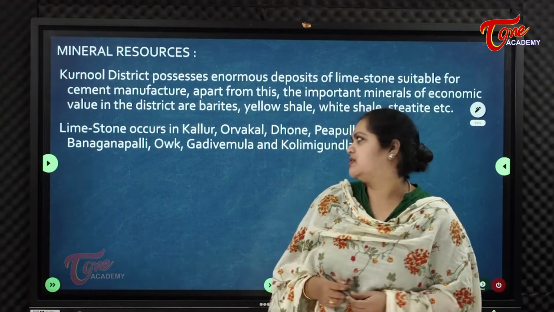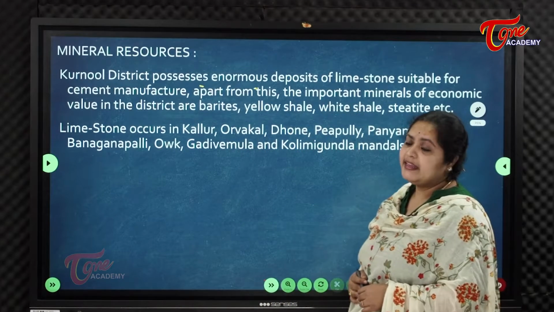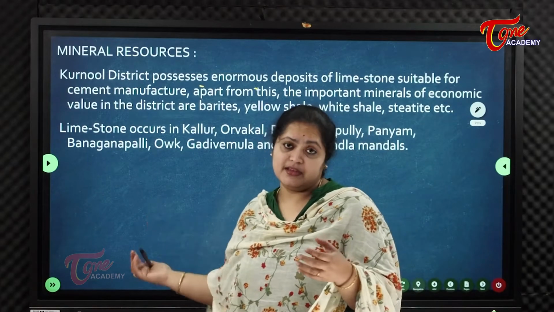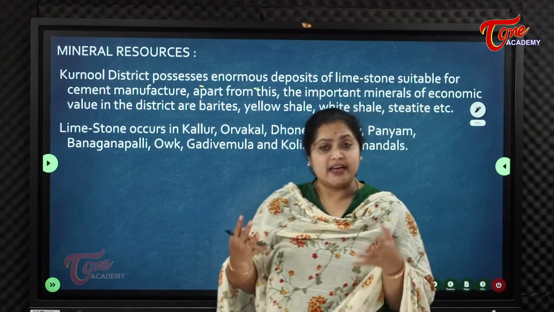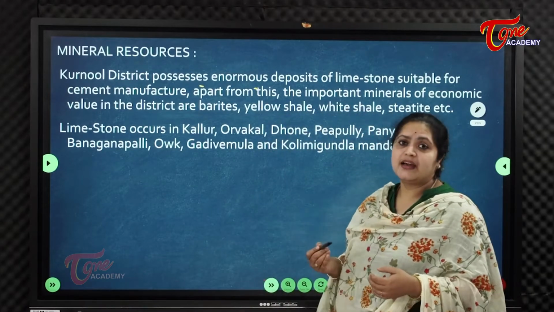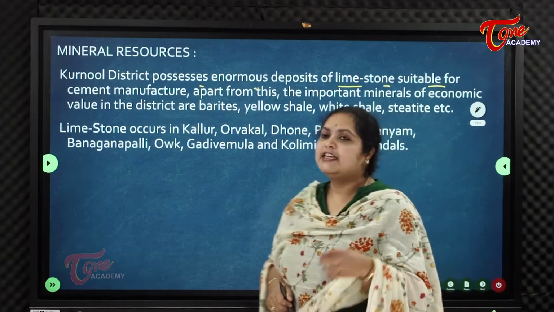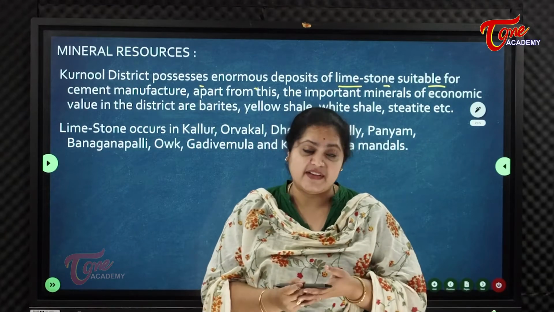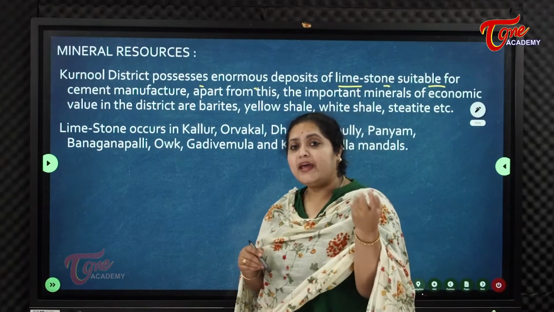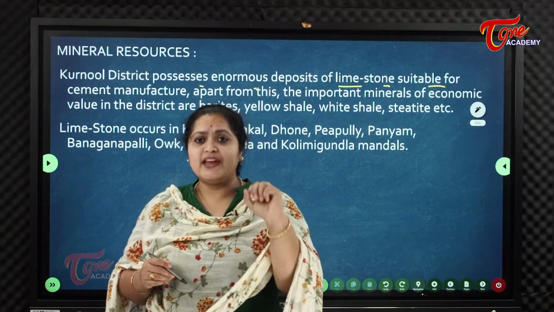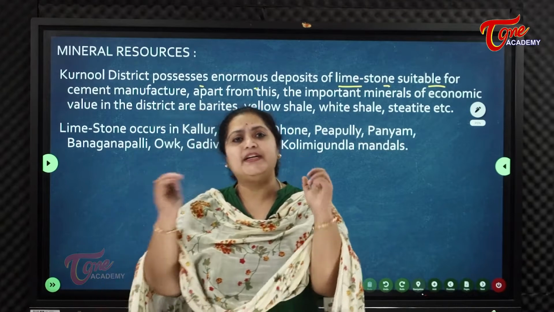The major mineral resources. Kurnool district possesses enormous deposits of limestone, even the Belum caves. We are going to discuss them. The Belum caves are also limestone caves only. So obviously there are large deposits of limestone suitable for cement factories. Kurnool also has many cement factories. Kadapa also has cement factories. Wherever there are deposits of limestone, definitely you will see cement factories in that particular region.